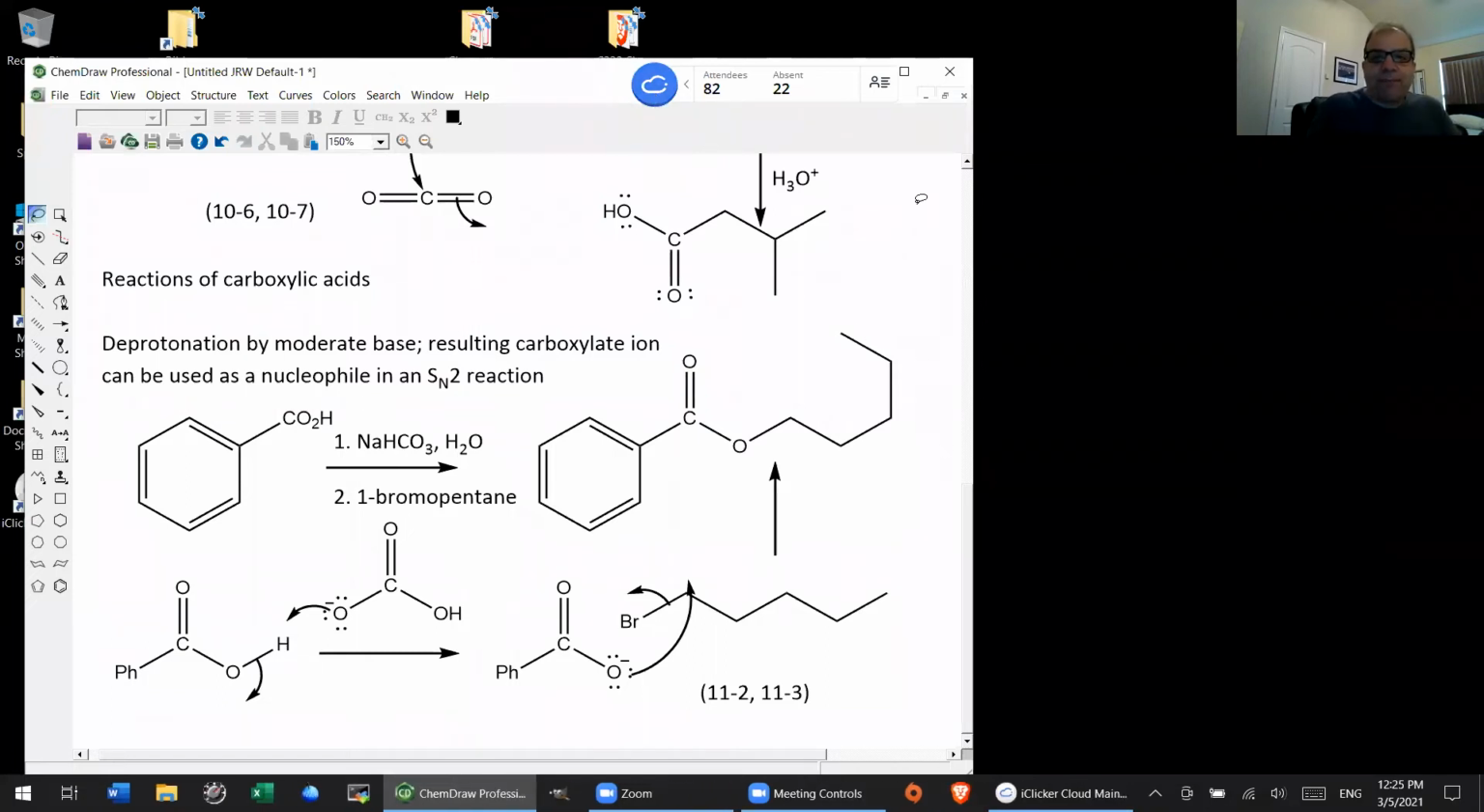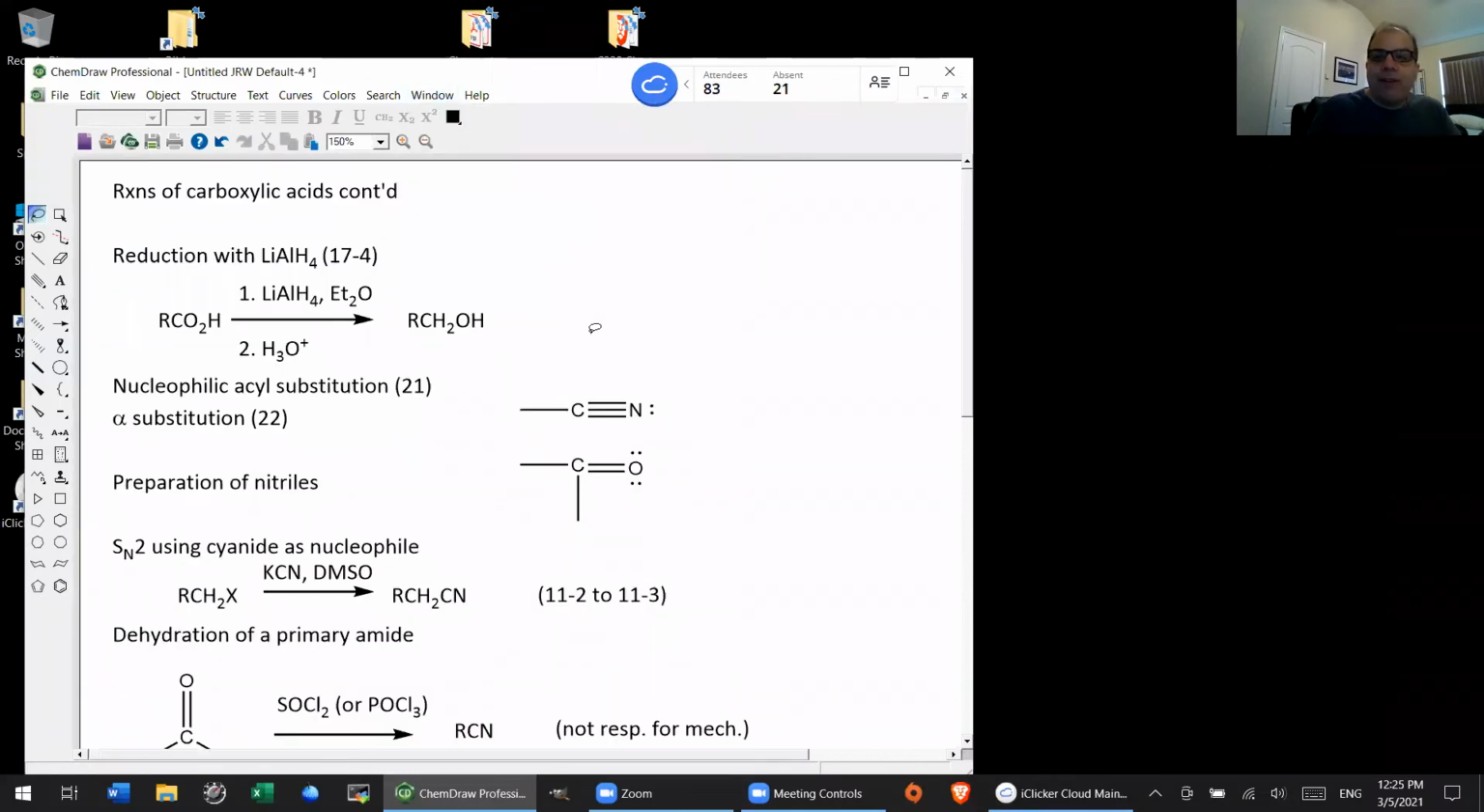That's fine. Good. Well, let me switch to the next page and we'll continue on with reactions of carboxylic acids. One that we learned last term is that carboxylic acids can be reduced with lithium aluminum hydride. We didn't really cover the mechanism, and I don't think we'll really see mechanisms of that type until chapter 21. But even without the mechanism, fairly easy to understand.